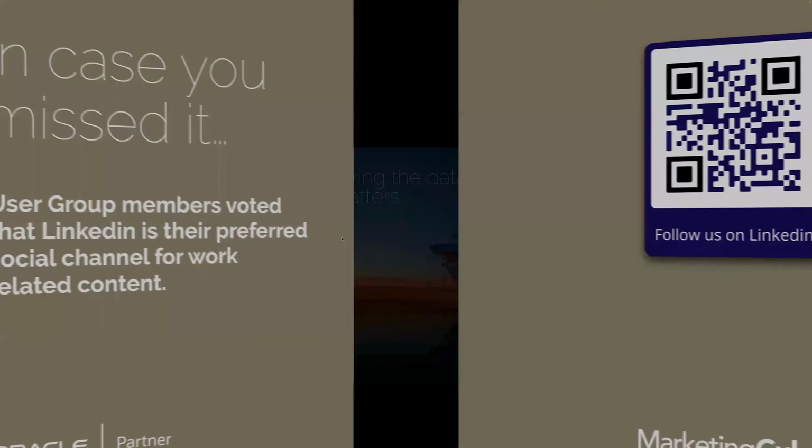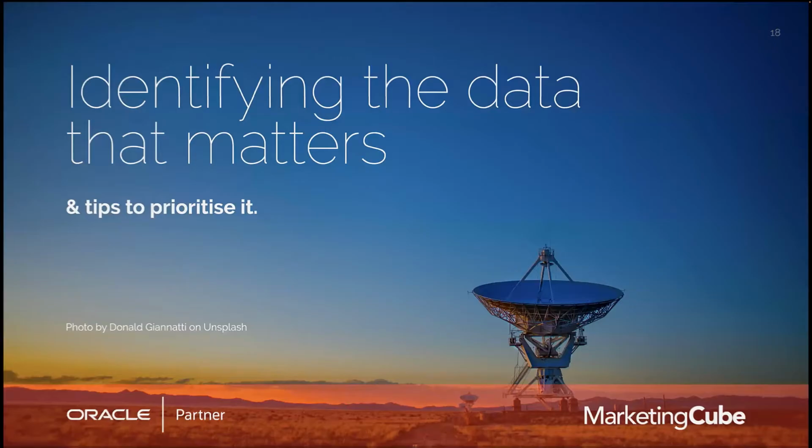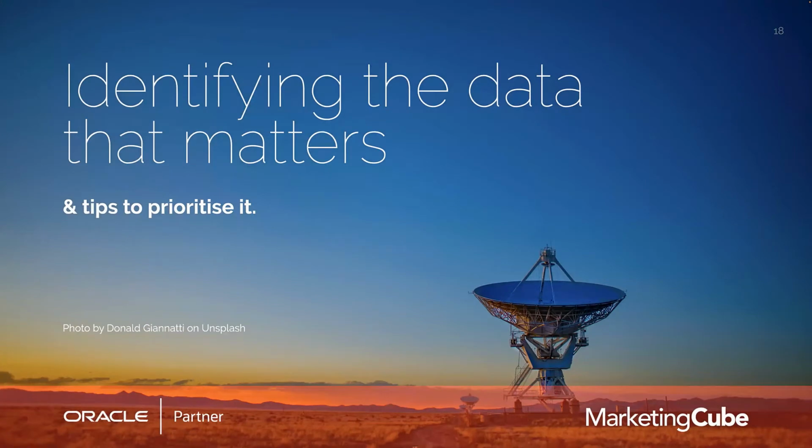But let's jump in. Identifying the data that matters, and some tips on helping you to prioritize it. First-party data is the key, and we know that first-party data is becoming more and more critical to what we do as marketers, as other forms of data become difficult, and in some cases a little bit bound up by lawyers and legislation from different governments around the world and different geographies.